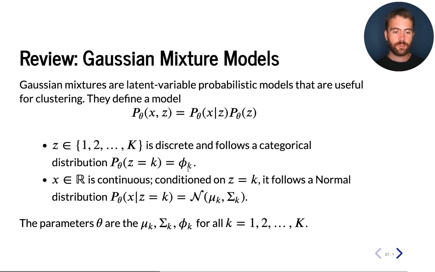And the prior probabilities of the clusters are the phi. Under this model, we assume that data is generated by a process where we first choose a cluster index, and these probabilities are given by the phi, and then we sample a point from this Gaussian distribution. And the entirety of the parameters are given by mu, sigma, and phi.